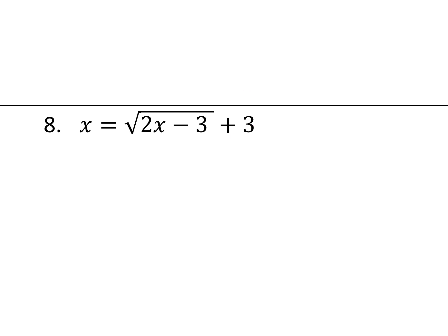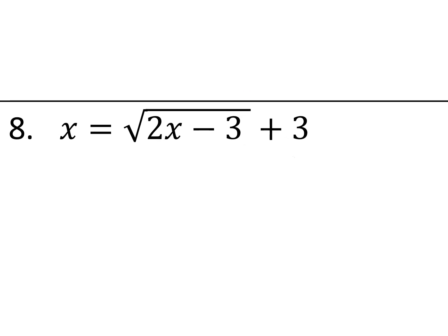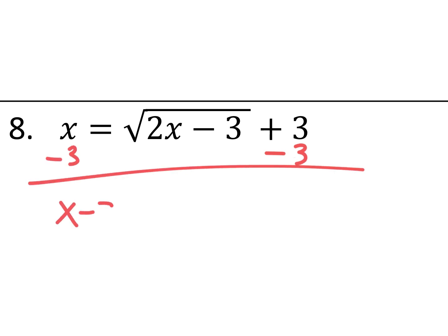All right, so here's your steps. Subtract 3 from both sides. Start with that and catch up to me. I'll wait. Now, number 8, subtract 3 from both sides.